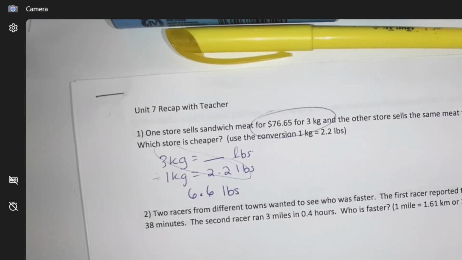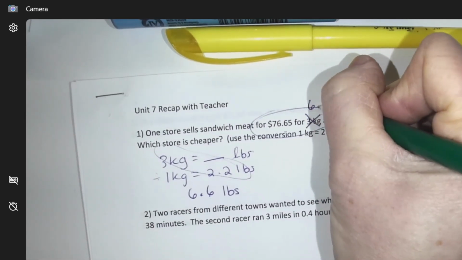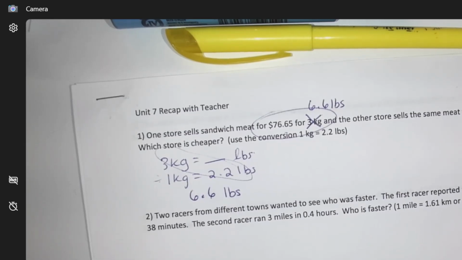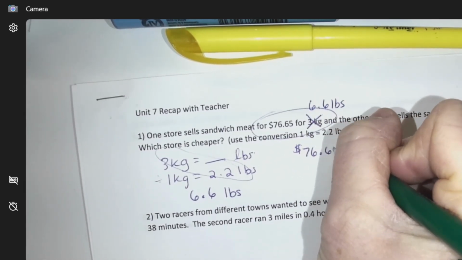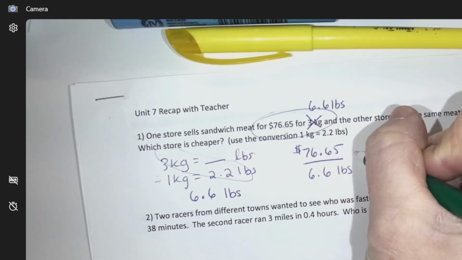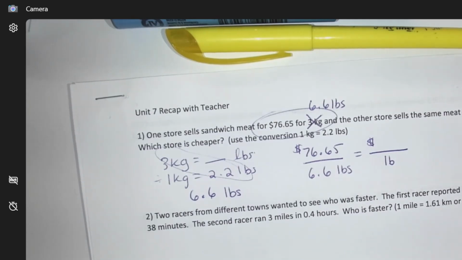Okay, so now that's good. That's in, so forget the 3, it's 6.6 pounds. Okay, so 76.65 for 6.6 pounds should cost me how much money for just a pound? That's what I'm going to do. That'd be a unit rate.